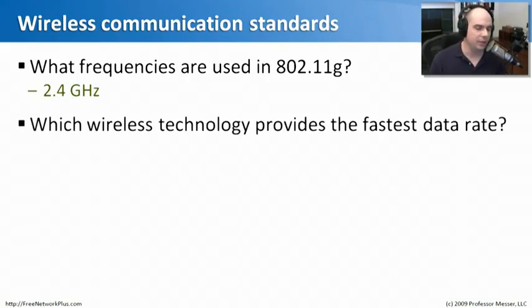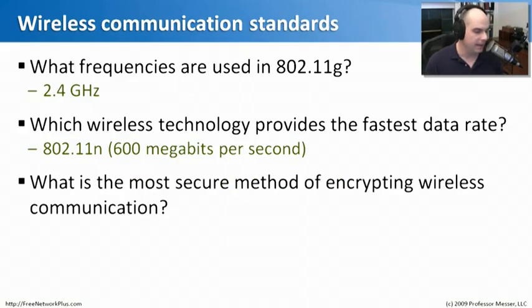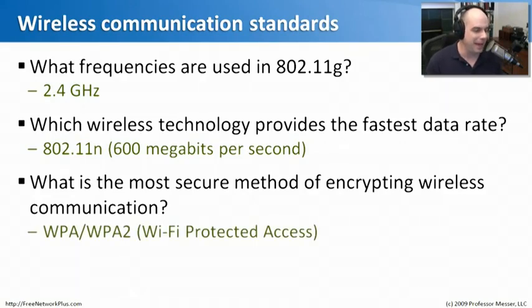Which wireless technology provides the fastest data rate? There were four that we were concerned with: 802.11a, b, g, and n. Which one was fastest? Do you remember? Well, it was the latest. It's 802.11n at 600 megabits per second. And finally, what is the most secure method and the only one you should be using for encrypting your wireless communication? Well, that's WPA, or WPA2 in its final form, something called Wi-Fi Protected Access.